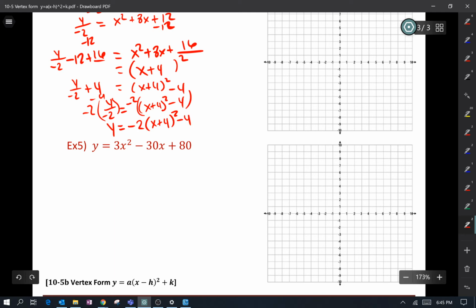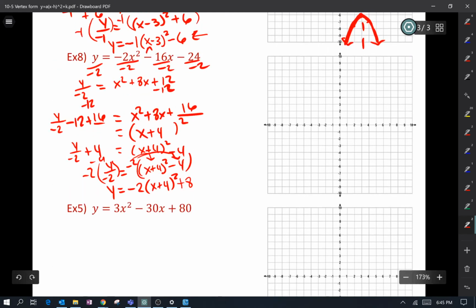Oh, not minus 4. I just made a mistake. That was not on purpose. You got to distribute the negative 2 to the parentheses and to the negative 4, so it's actually plus 8. So where is my vertex, right? Where's my vertex? My vertex is going to be at, what am I subtracting here? Right? What am I subtracting here? A negative 4.